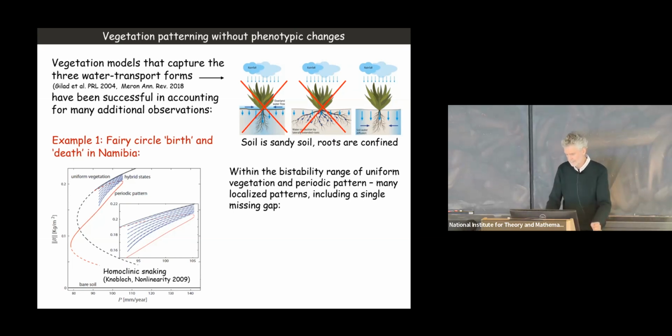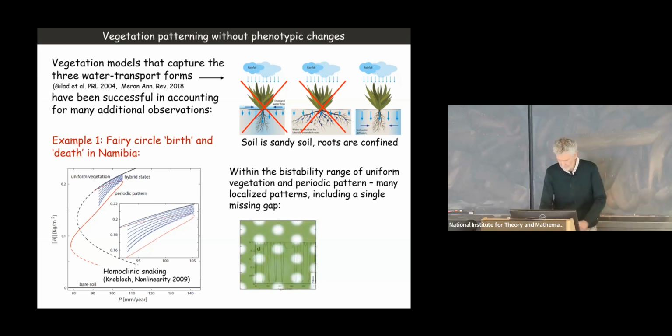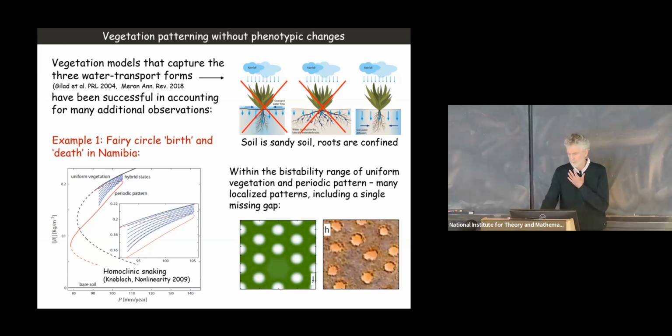Again, this is similar to what we've seen. Here we see in a better way the homoclinic snaking branches of localized patterns, and in particular, a single missing gap. In 2D, this is a single missing gap, and these are observations of a single missing gap.